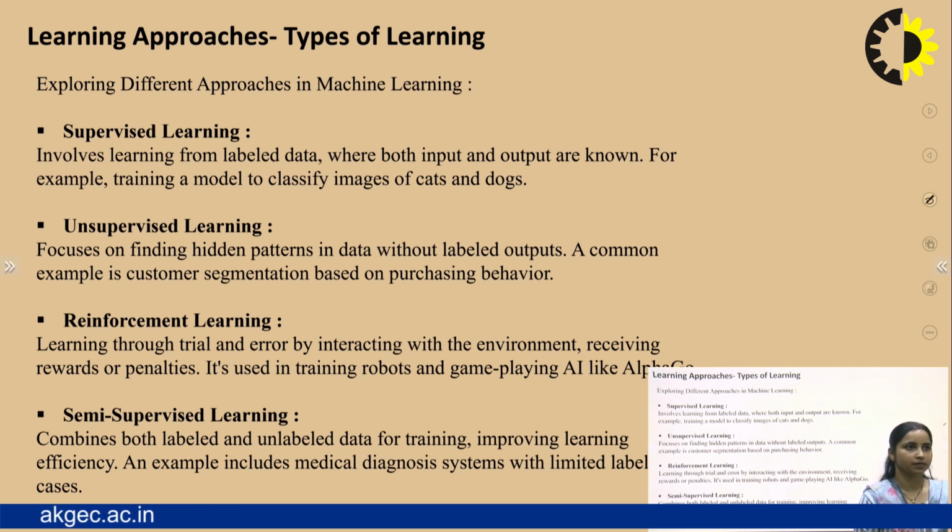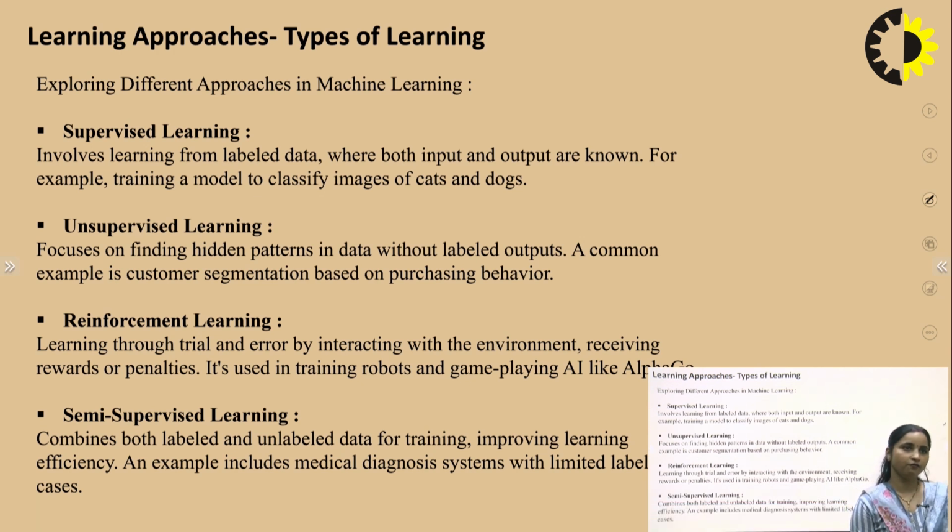Then comes unsupervised learning. What is unsupervised learning? It focuses on finding hidden patterns in data without labeled outputs, such as customer segmentation based on purchasing behavior. I'll explain this example. Suppose I am a customer, I buy bread, and with bread I also buy butter. It is a purchasing behavior that most customers who buy bread also buy butter with it. So, it is a pattern. With this hidden pattern, we are labeling our outputs. So, it focuses on hidden patterns, such as unsupervised learning.